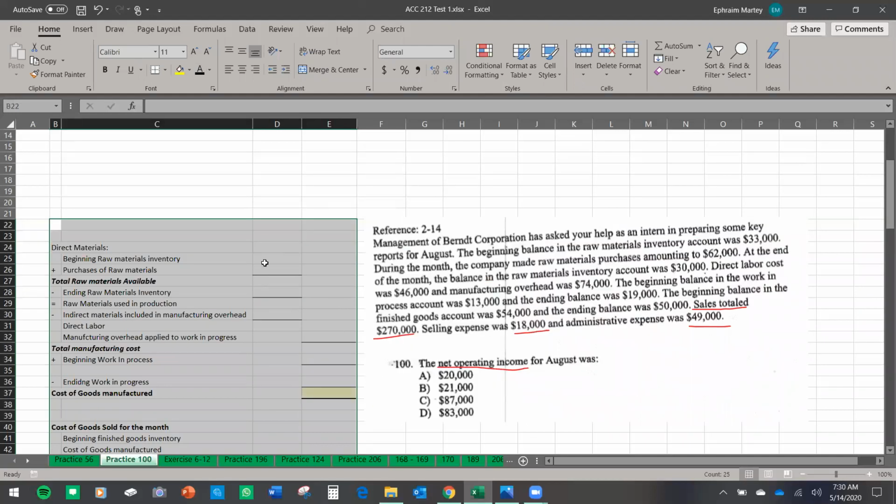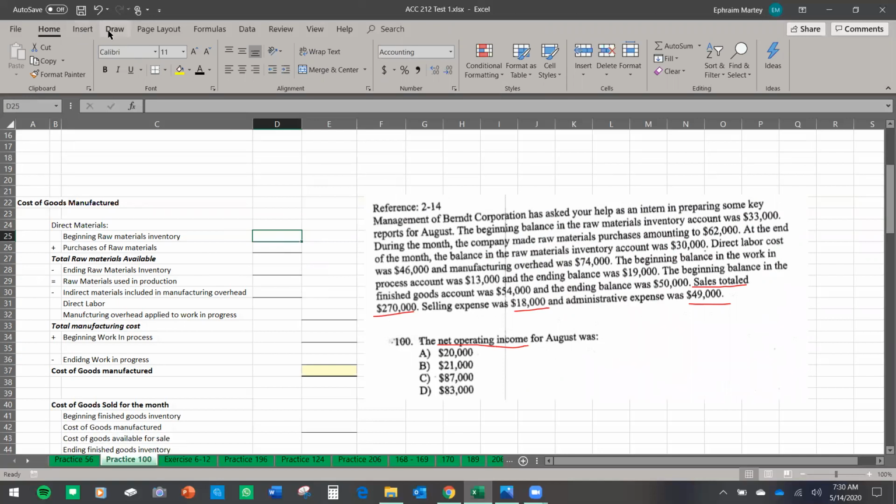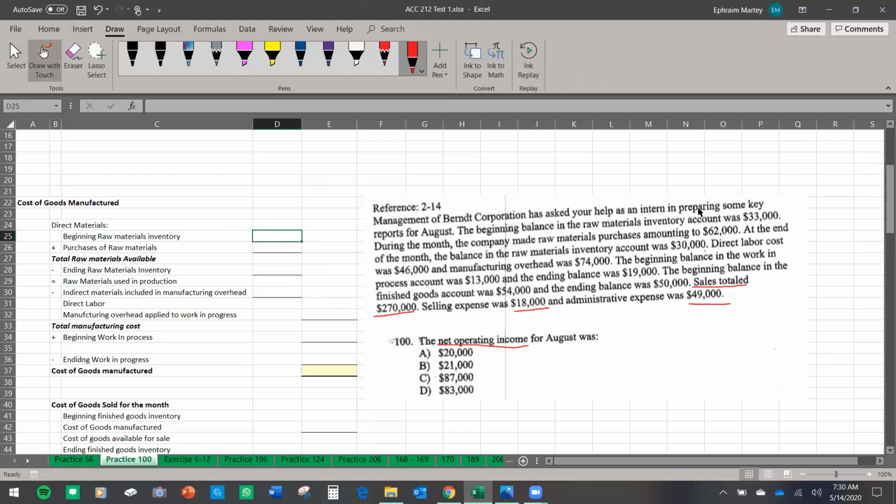Great. First, you need to begin with your beginning raw materials. What is our beginning raw materials here? It says beginning, so we look for the word beginning, and the raw materials account was 33,000. So our beginning will be 33,000. Did we purchase anything else? We purchased raw materials. It says purchase here, that's the key point, 62,000. So we purchased raw materials for 62,000.